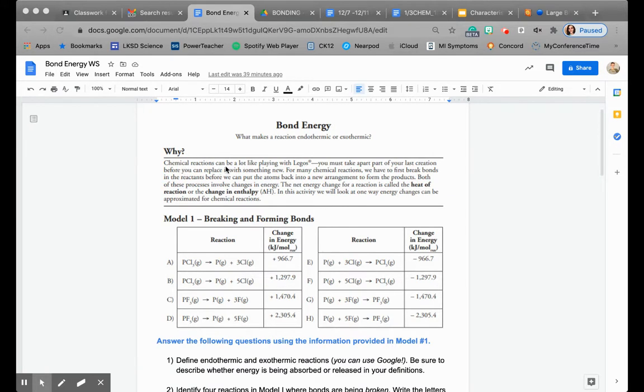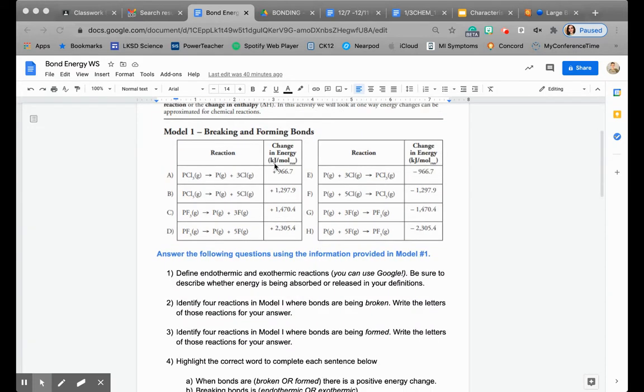It says chemical reactions can be a lot like playing with Legos, which I mentioned in the previous video. You must take apart part of your last creation before you can replace it with something new. For many chemical reactions, we have to first break bonds in the reactants before we can put atoms back together in new arrangements to form the products. Both of these processes involve changes in energy. In this activity, we will look at one way energy changes can be approximated for chemical reactions. And yeah, I skipped that part because you ain't got to know it.